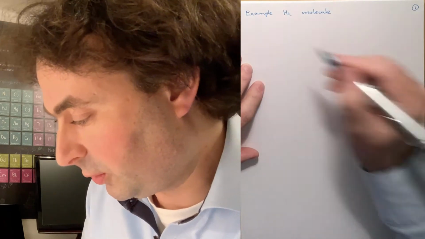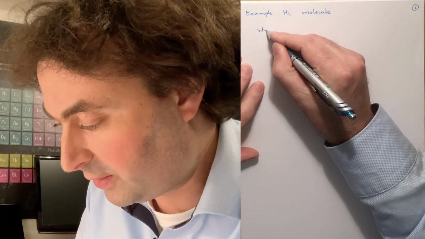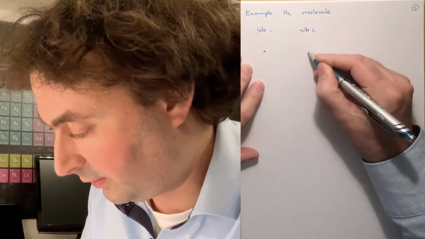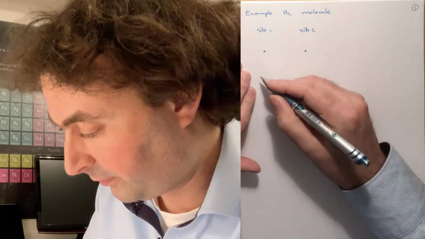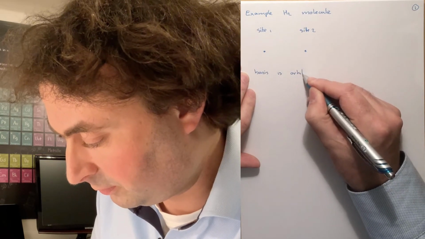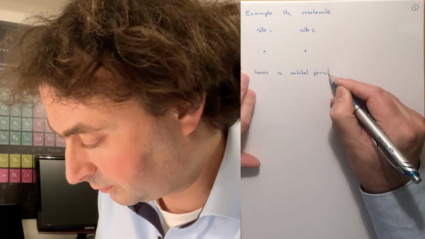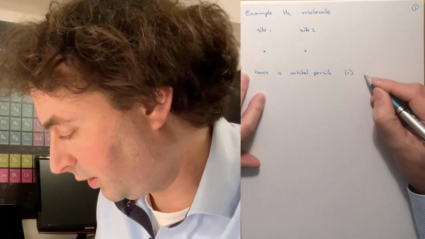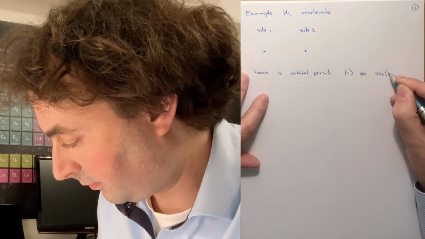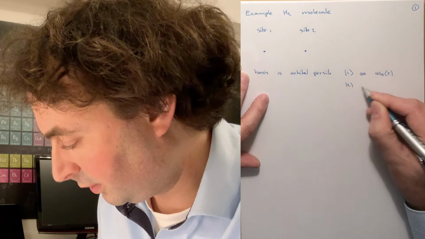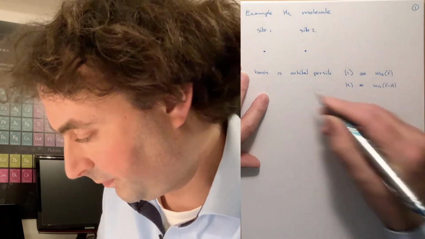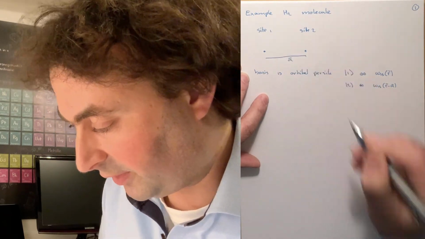So our hydrogen molecule has two hydrogen atoms. We have two sides, side 1 and side 2, and they sit some distance apart from each other. We'll take a basis of the 1s orbital per side. So state 1 corresponds to 1s at r is 0, and state 2 is the 1s at r minus a, and that is our vector a.